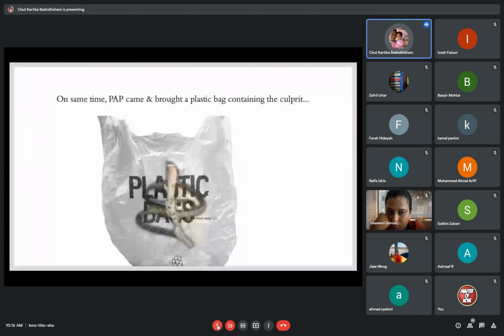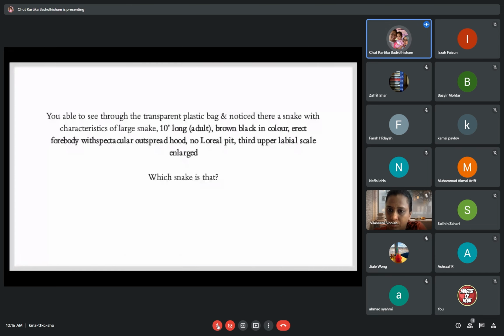Okay, at the same time, the PAP came and brought a plastic bag containing the culprit. It's easier if the patient has a photo, or brings the snake themselves, dead or not dead. It's definitely the easiest. If not, then we have to try to guess. There is a way. Okay, I'll proceed with that later.